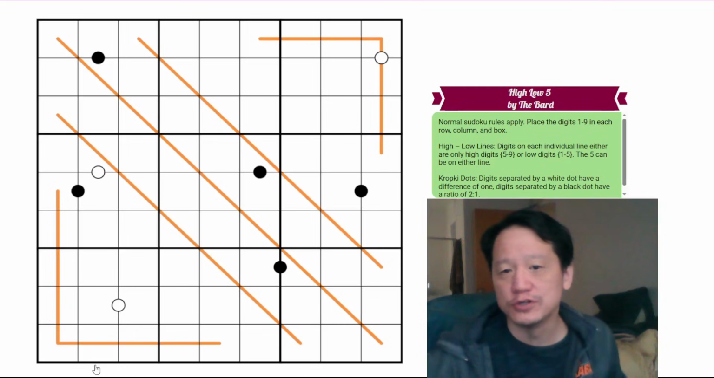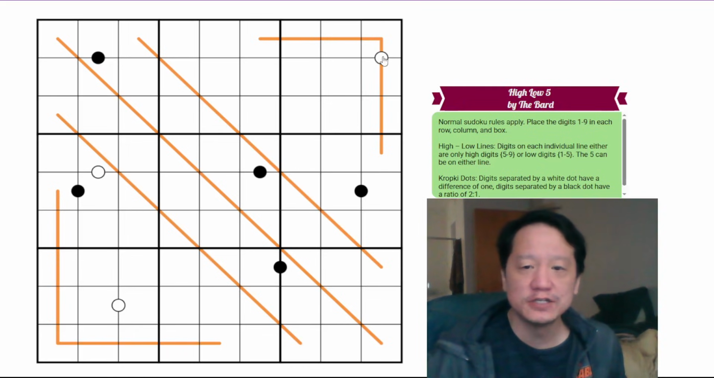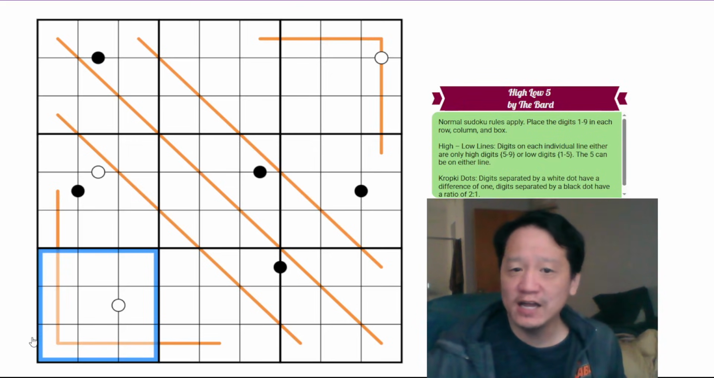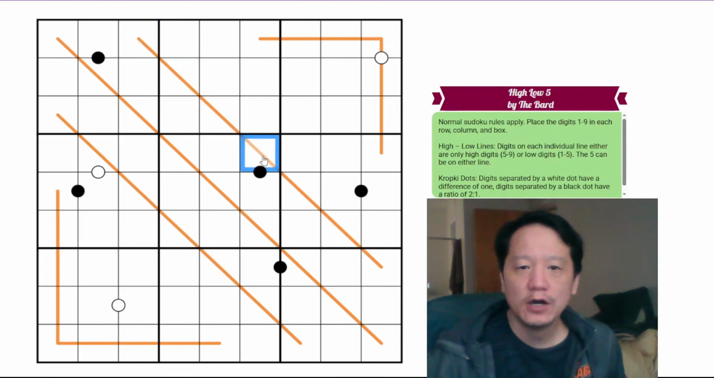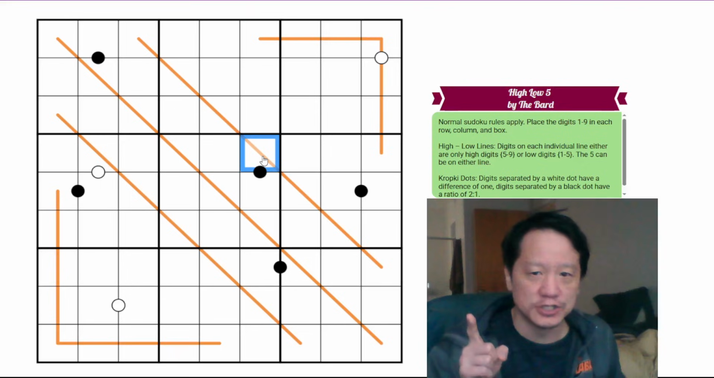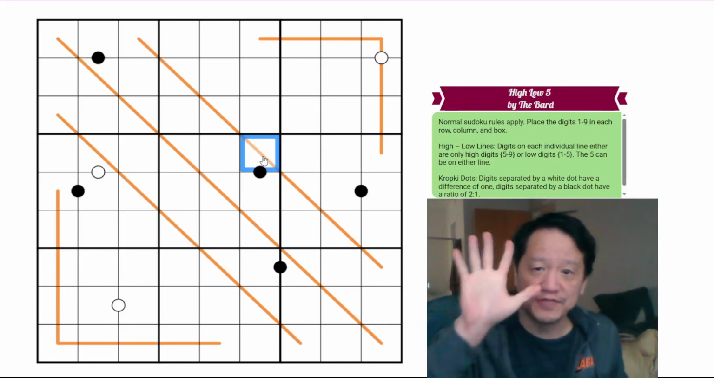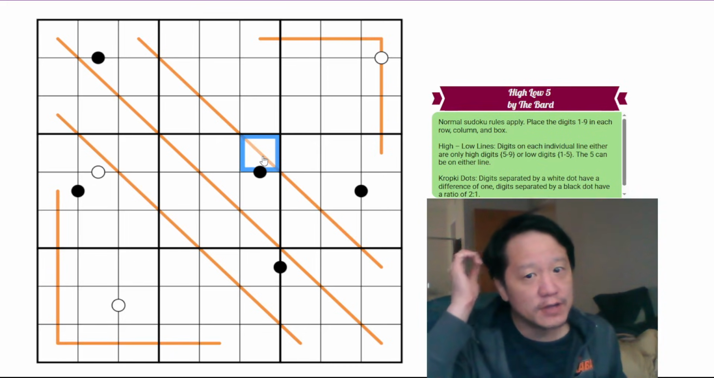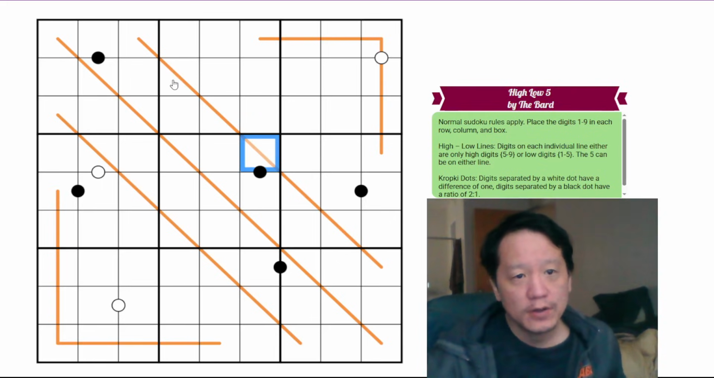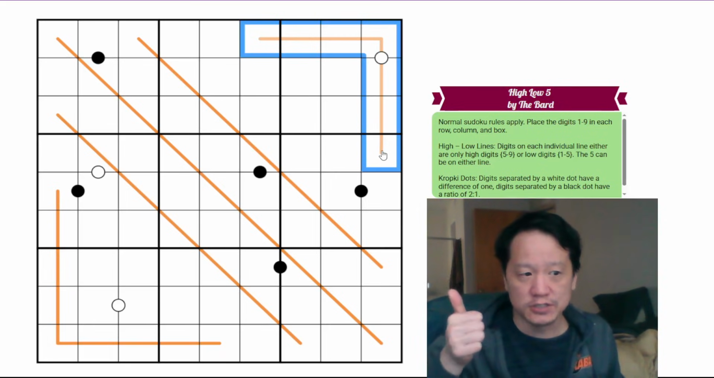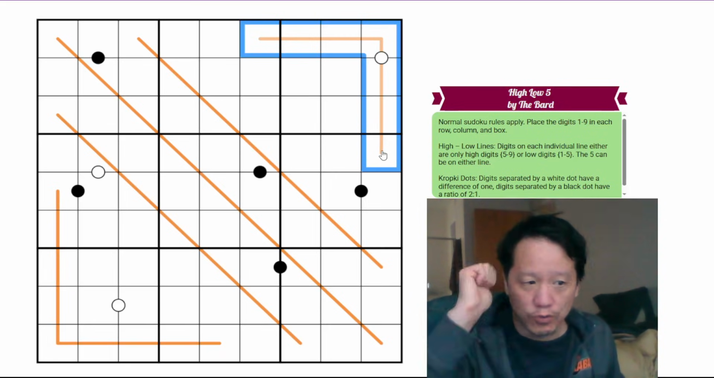Normal Sudoku rules apply, which means place the digits 1 through 9 in each row, column, and box. We have high-low lines where digits on each individual line are either only high digits, which are 5 through 9, or low digits, which are 1 through 5. The 5 can be on either line. So, for example, this line must contain only digits from either 1 through 5 or 5 through 9.